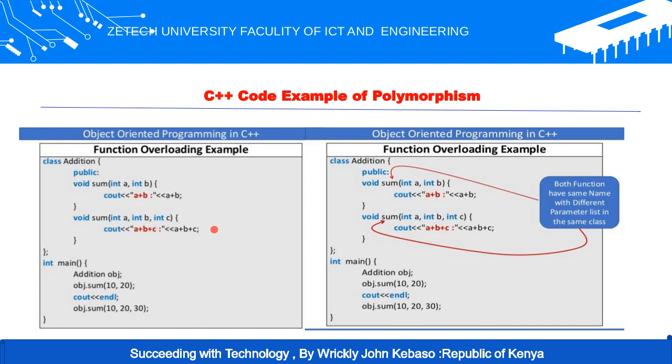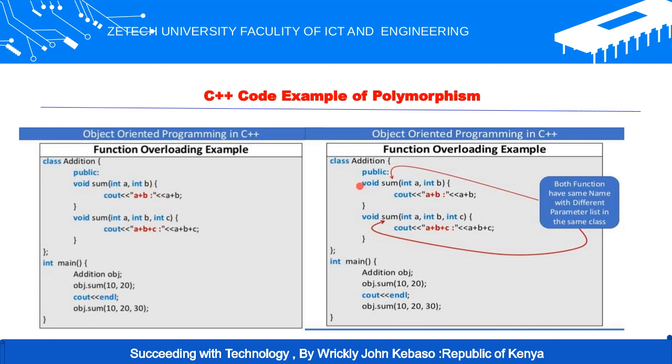This particular type of polymorphism is called function overloading. In other words, the same function has different parameters. For example, this one has two parameters with the same name, and this one has three parameters with the same name. Hence, there is a difference in terms of parameters. Same function, but exhibiting different kinds of behavior. And that is what we refer to as polymorphism.